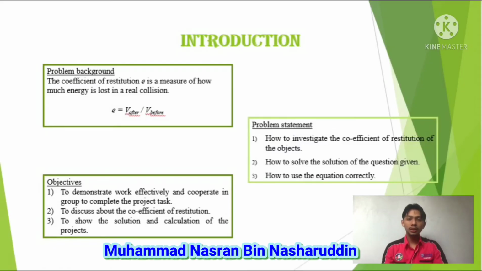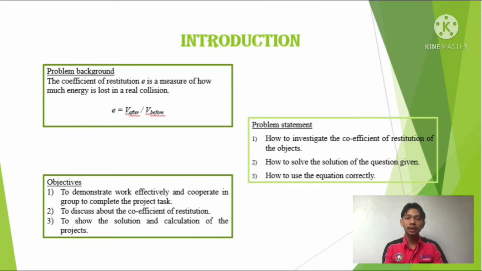So basically, the coefficient of restitution is a measure of how much energy is lost in a real collision. Specifically, it is the ratio of the speed of separation after a collision to the speed of approach before a collision, which is E equal to V after divided by V before.